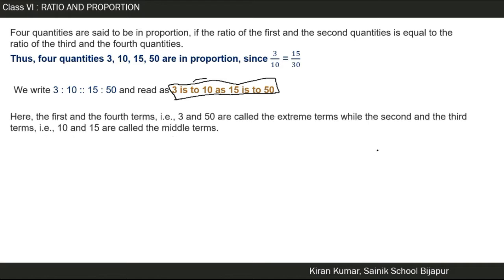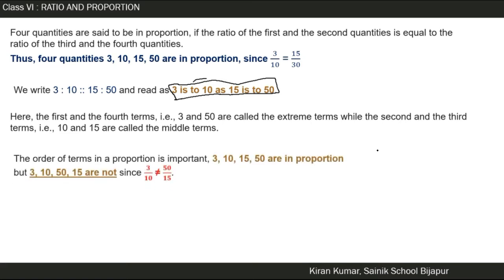Here, the first and the fourth terms are called extreme terms. The second and third terms are called middle terms. The order of terms in the proportion is very, very important, because if I reverse the last two numbers, instead of 15 is to 50, if I consider 50 is to 15, they will not be equal.